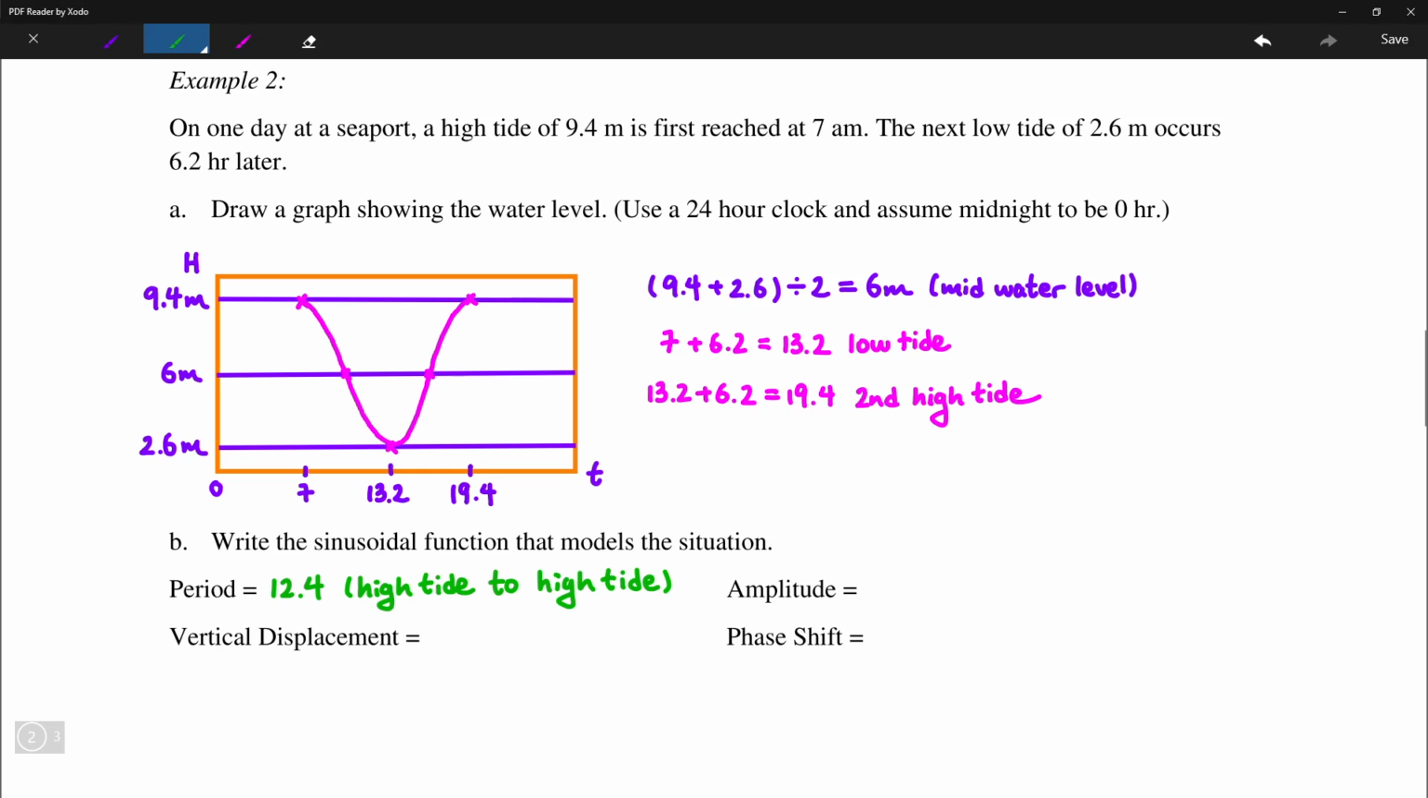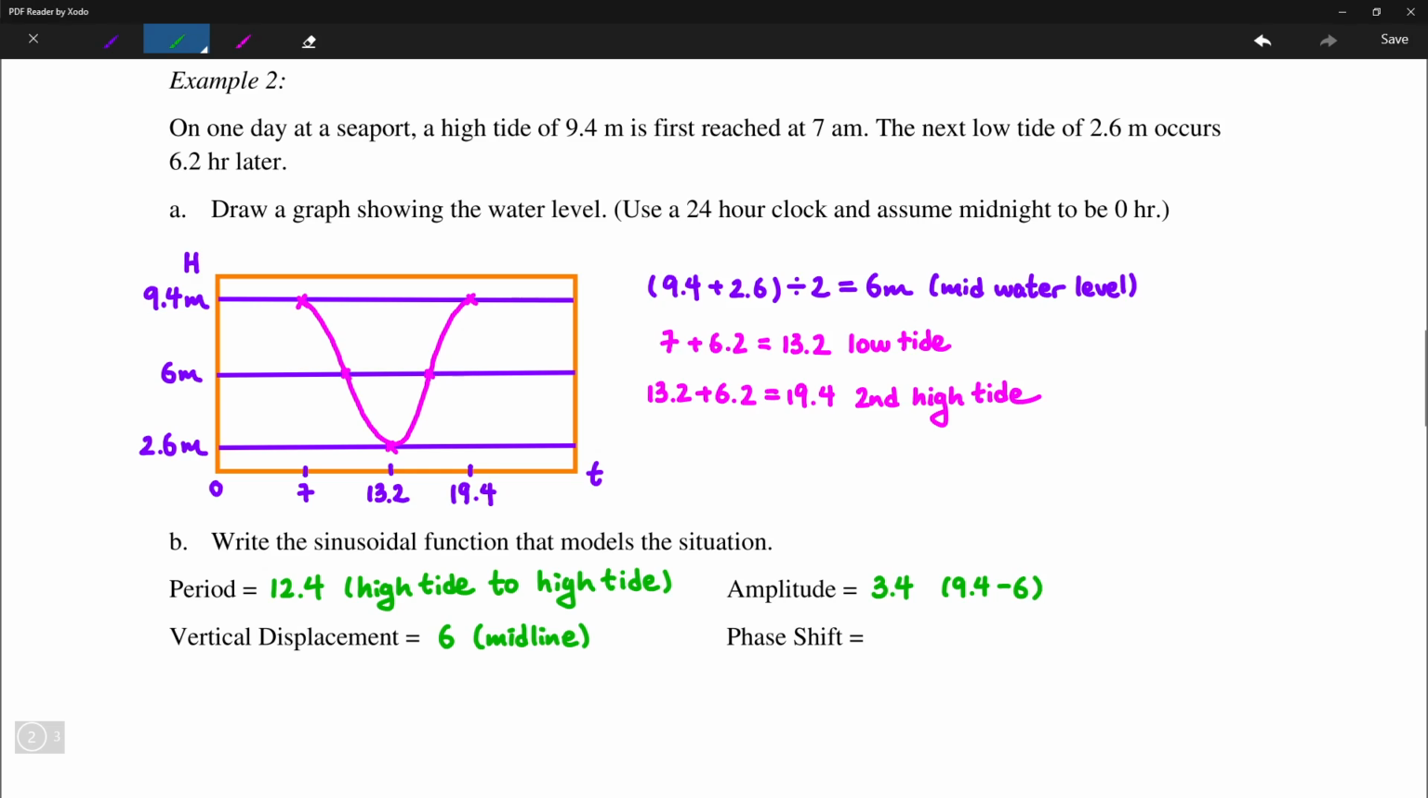Very similar. So the next part is the displacement. We found that that is the mid water level, so that's 6 meters. So it's just 6. That's, of course, the midline or the center line. And we also have to find the amplitude, and the amplitude is going to be 3.4. Recall that the amplitude is the distance between the maximum value and the midline. So in this case, it's 3.4. Also, the distance between the midline and the minimum value is, of course, also 3.4. So I'm going to write down how we found it. It's 9.4 minus 6.